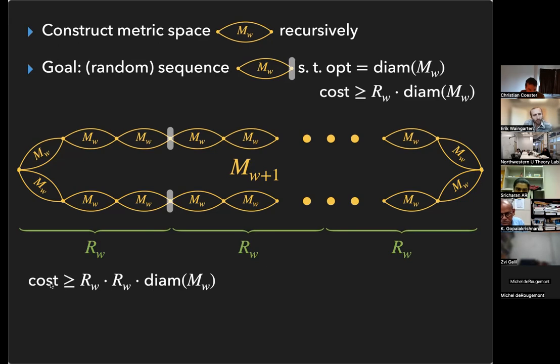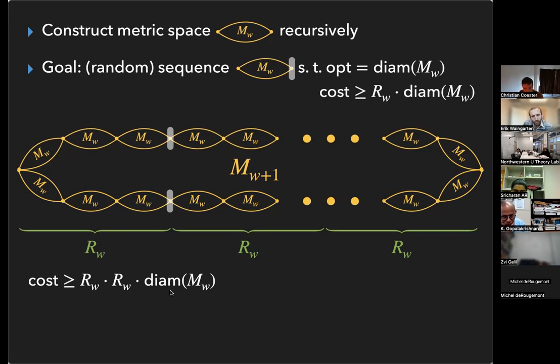So what's the cost of the algorithm? Well, so far, we have had to traverse through R_W copies of the recursive space. And in each of these copies, we had to pay a cost of at least R_W times the diameter of this copy. So the total cost so far is at least R_W times the diameter. And of course, switching doesn't help here. So you cannot get a lower cost.